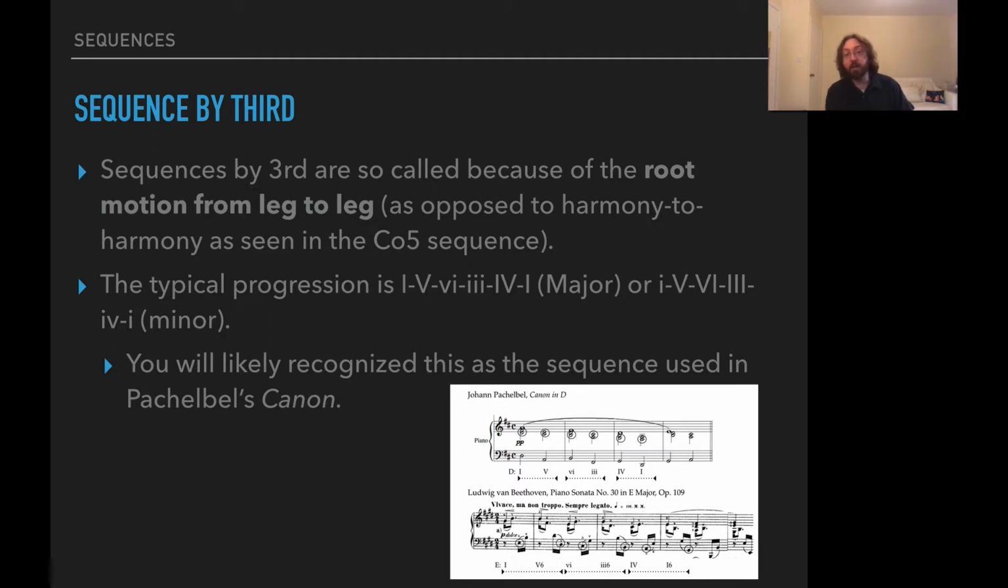In this case, it's frequently referred to by this title, sequence by third, because if you go from leg to leg, here's leg number 1. The next leg starts on a 6, which is a third lower than 1. And then we get to the 4, a third lower than 6. And then 5, 7, 1, and here we are. Now, a slightly more sublime version, in my humble opinion, is Ludwig van Beethoven's Piano Sonata No. 30 in E major.